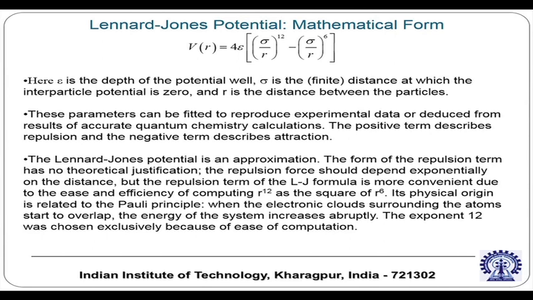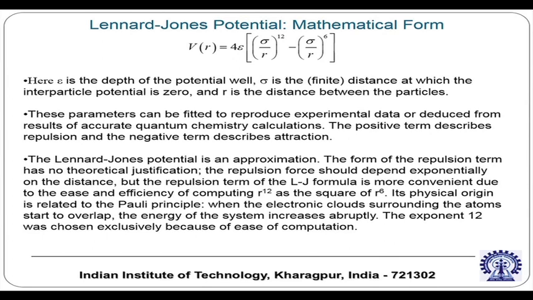So, this is a very important thing. Where will you get sigma and epsilon? To get these parameters, one actually has to do quantum chemistry calculations. However, one can also have controlled experimental data and fit that with this. The positive term describes repulsion and the negative term describes attraction, which we have already discussed.